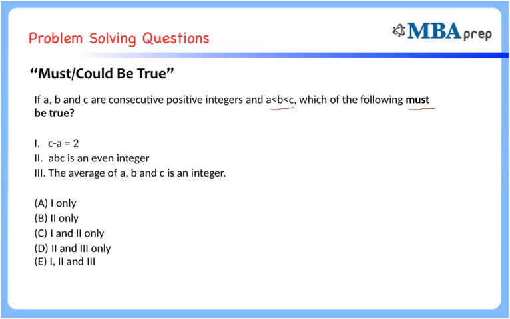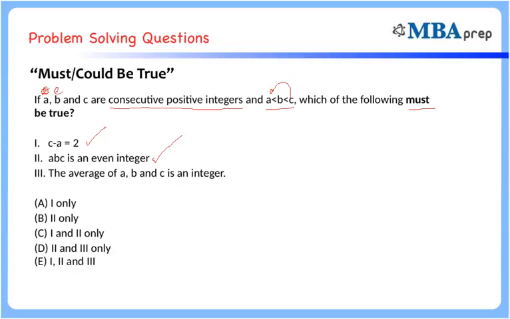We have the order, we know that they are consecutive positive integers, then the difference between the largest and the smallest is 2. That's true, and that must be true. ABC is an even integer. So, if I have consecutive positive integers, if A is even, the product for sure will be even. But if A is odd, then B is even. Anyway, the product will always be even. So this one must be true.